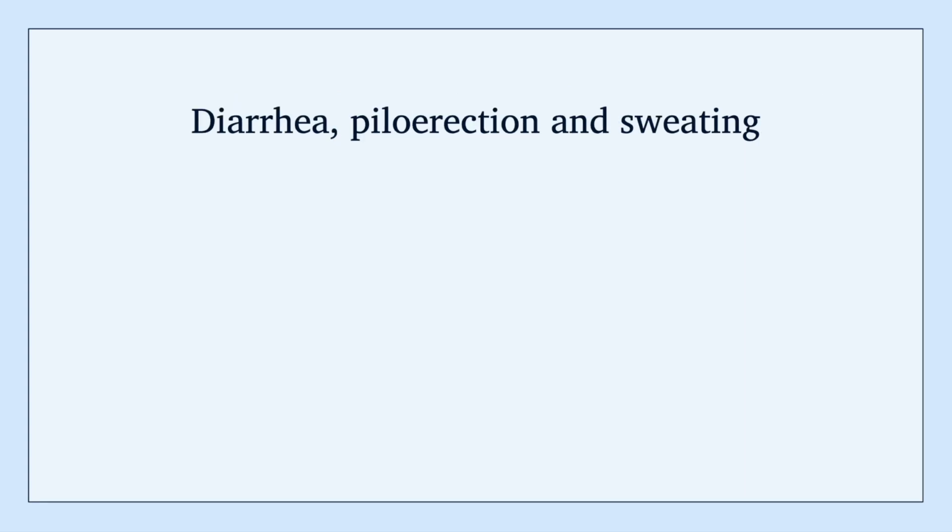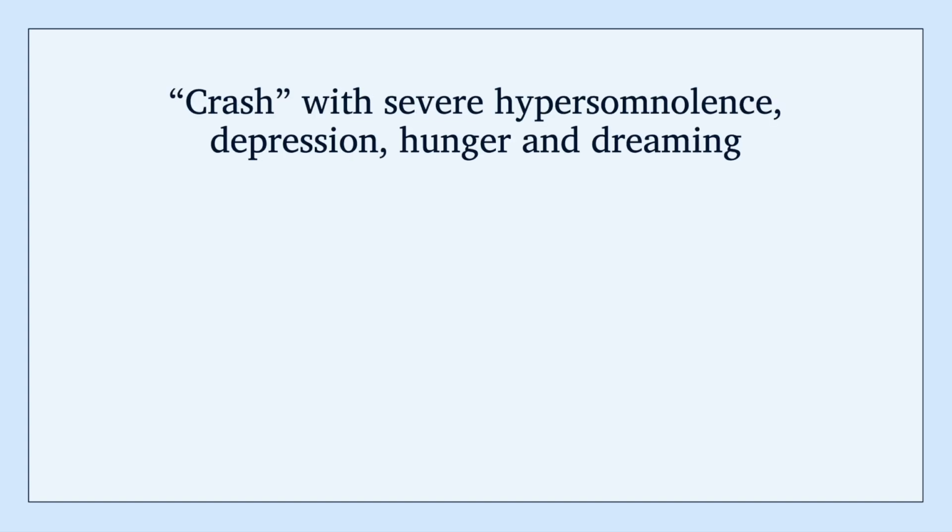Diarrhea, piloerection, and sweating. This is associated with opioid withdrawal. So I want you to remember that we said opioid intoxication is associated with constipation. So the opposite of that would be withdrawal, which would lead to diarrhea. A crash with severe hypersomnolence, depression, hunger, and dreaming. This sounds a lot like cocaine withdrawal.